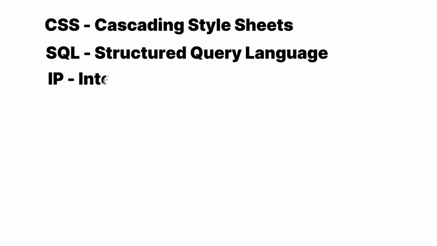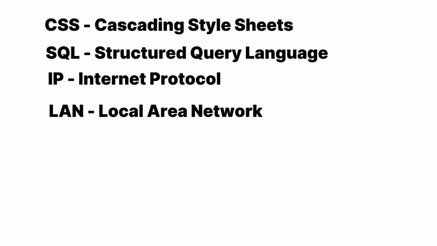IP. IP stands for Internet Protocol. It is used for addressing and routing data across computer networks. LAN. LAN stands for Local Area Network. It connects computers and devices within a limited area, such as a home, school or office.